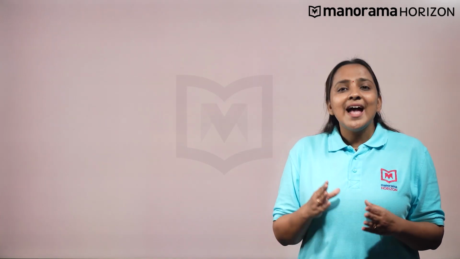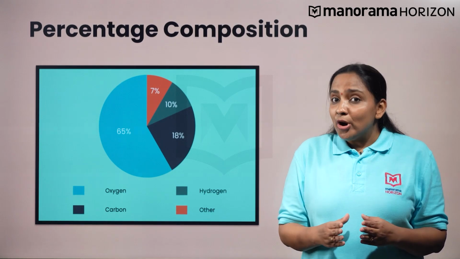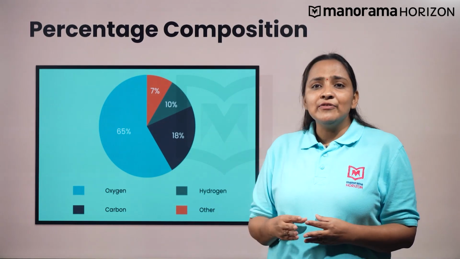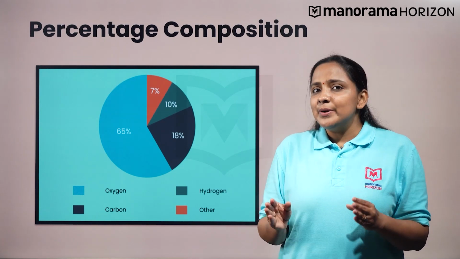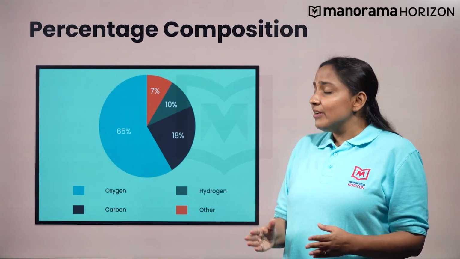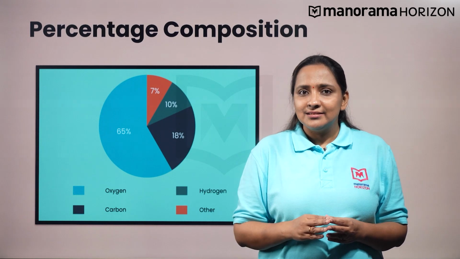We all know that our body is made up mainly of 70% water. So, our body's main components are hydrogen and oxygen. But apart from this, what other elements exist in our body? So, as you can see, our body contains 65% oxygen, 18% carbon, 10% hydrogen and 7% of other elements.